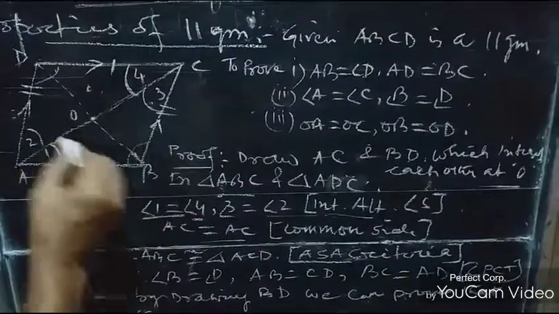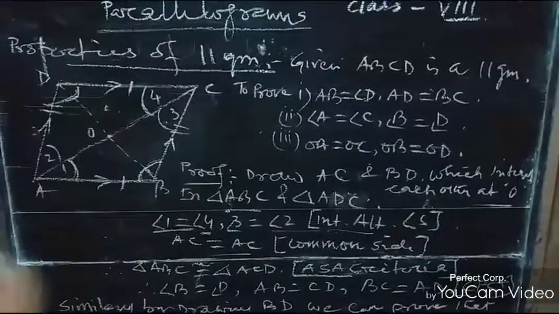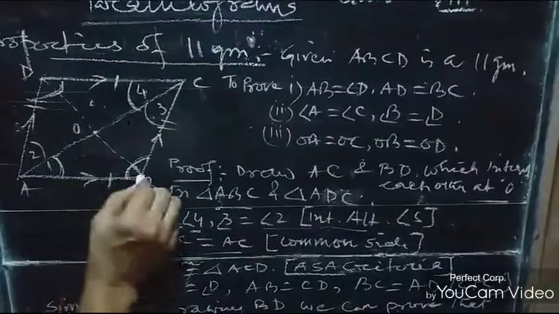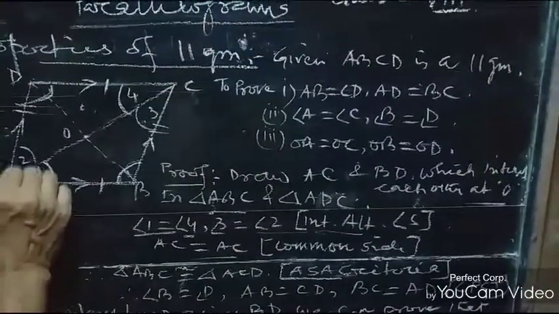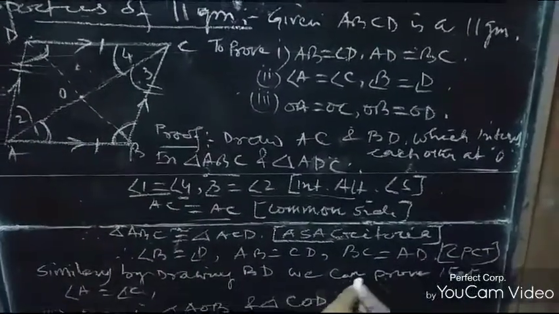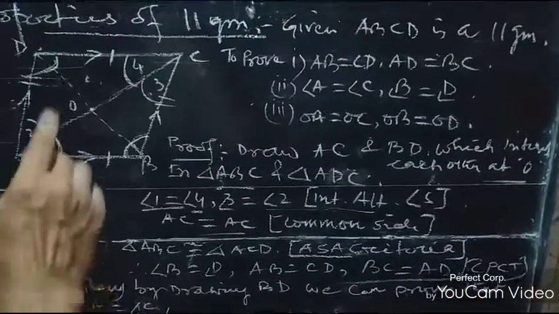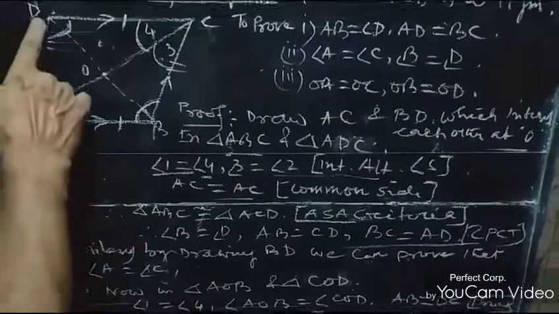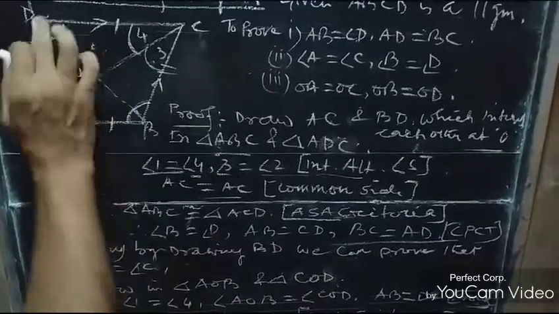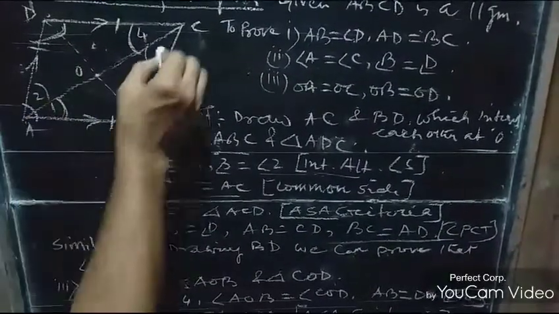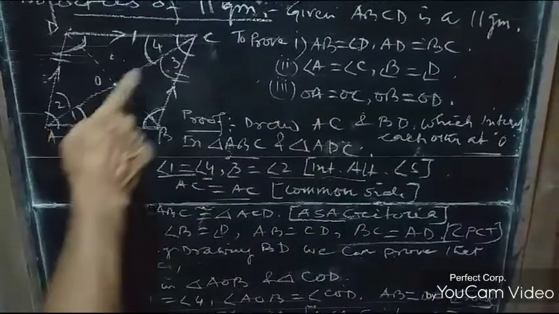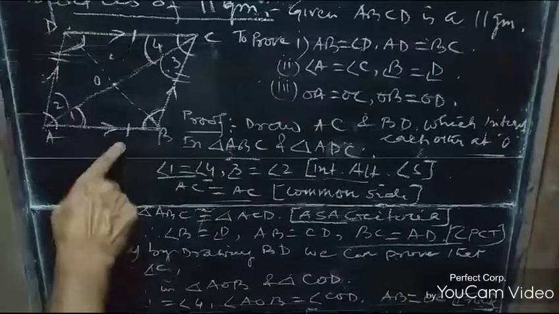So we can prove from here that angle B equal to angle D, one of the opposite angles. Then AB equal to DC and BC equal to AD, opposite sides are equal, and these are by CPCT. Similarly, we can draw BD and from triangles ABD and BCD, we can prove that angle A equal to angle C. So from this we can conclude that opposite angles are equal and opposite sides are equal.